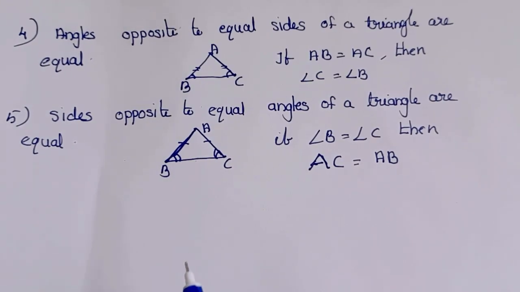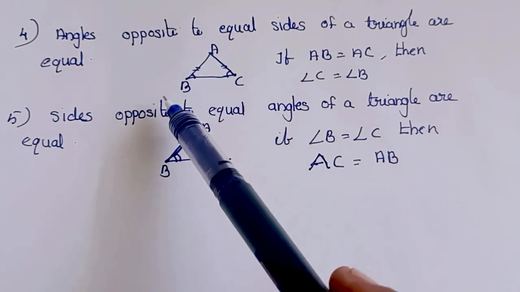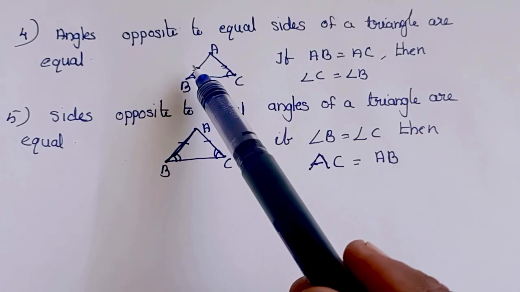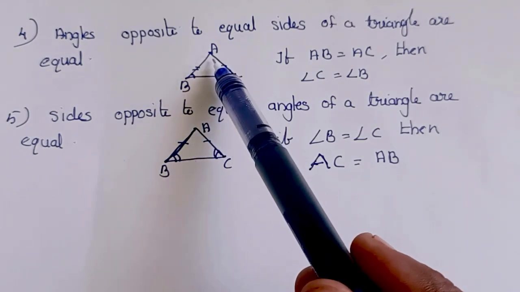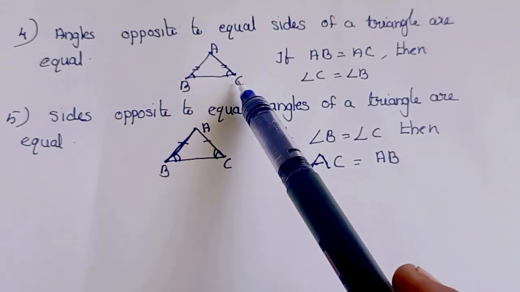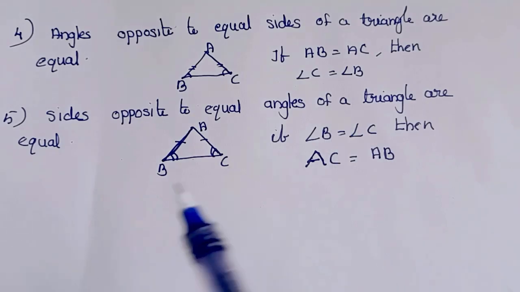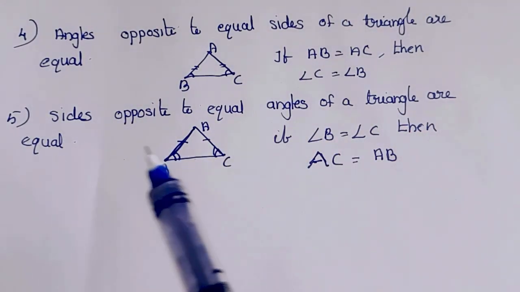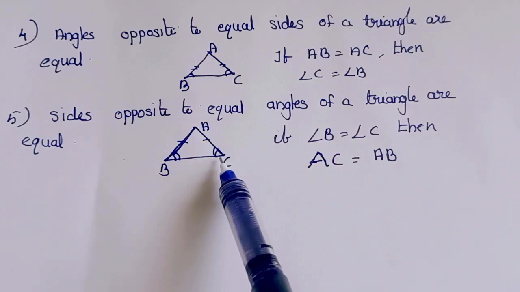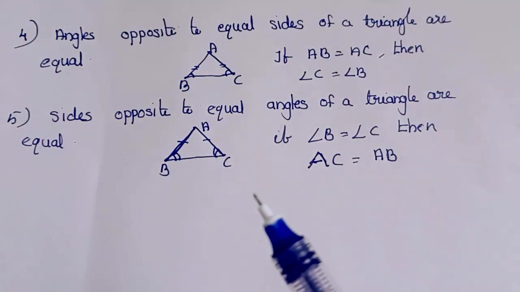Now fourth important point, angles opposite to equal sides of a triangle are equal. That is, if in triangle ABC we are given that AB equal to AC, then angles opposite to them are also equal. That is, angle B equal to angle C. Fifth one, sides opposite to equal angles of a triangle are equal. That is, if angle B equal to angle C, then the opposite sides, that is AC equal to AB. Okay, sides opposite to equal angles are equal.